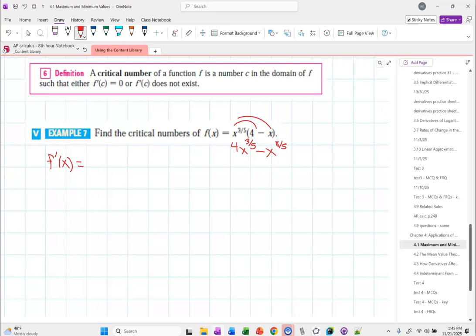Wouldn't you rather do that than the product rule? Okay, what's the derivative of 4x to the 3/5? 12/5 x to the -2/5. Wonderful. Well done. And then the derivative of x to the 8/5. Great. Wonderful job. Well done. Now for the critical number, we're going to take that and set it equal to 0.